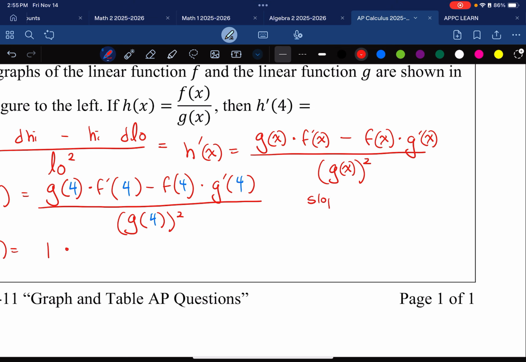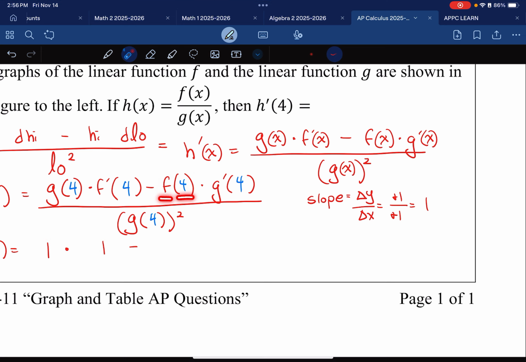I can say for that slope, it's going to be the change in y over the change in x. My change in y was going up 1. My change in x was going right 1. 1 divided by 1 is 1. Therefore, f prime of 4 is just 1. Nice and easy. Did you know 1 times 1 is 1? That'll be easy later, right?